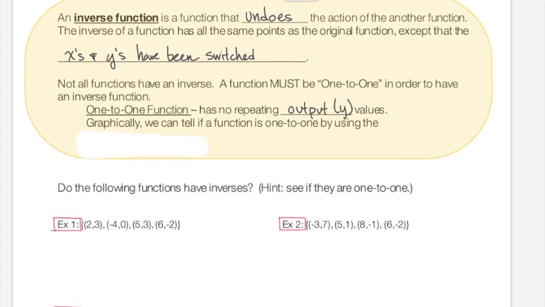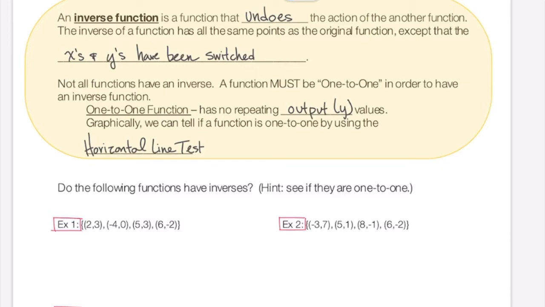And if you remember from your Algebra 1 class, if you want to tell if a relation is a function, you use the vertical line test. Well, if you want to tell if a function is one-to-one and therefore has an inverse, you can use a horizontal line test. So everything is opposite with inverse functions. Just keep that concept in mind.